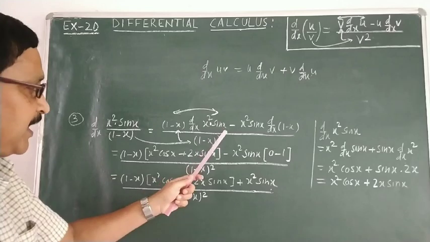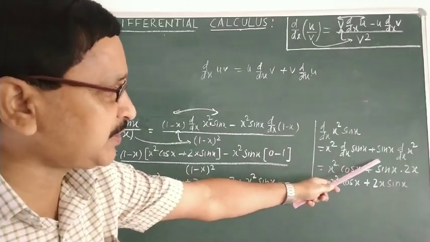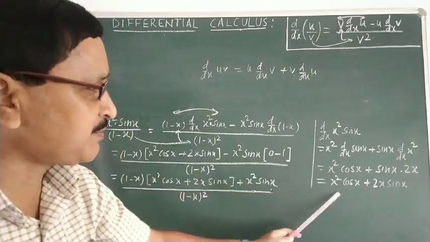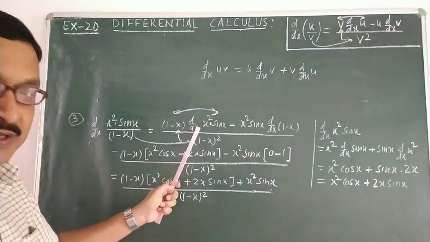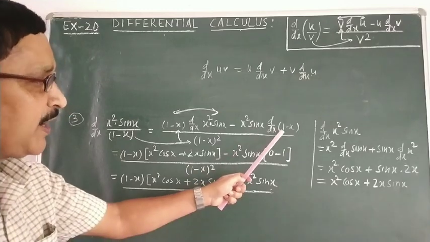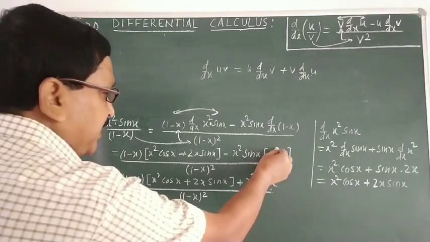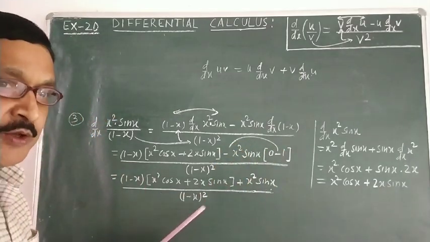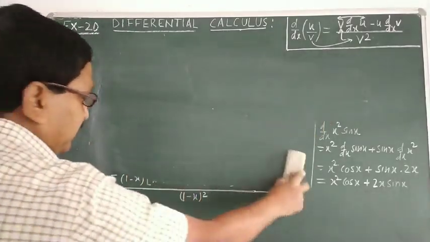X square sin x, this is x square times d by dx of sin x plus sin x times d by dx of x square. Sin x gives cos x, x square gives 2x, so this much. Now put the value of x square sin x with its differential coefficient, minus x square sin x times the differentiation of 1 minus x, the differentiation of 1 is 0 and x is 1. Now this minus minus becomes plus, so plus x square sin x, this is as usual, so your answer is over. Now moving towards another problem, fourth number.